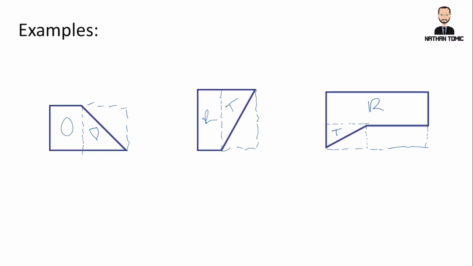So the point of this, I guess, is that often we might be able to see a composite shape in different ways. Usually you look for the easiest option, the one that requires the least amount of steps, the least amount of calculations.